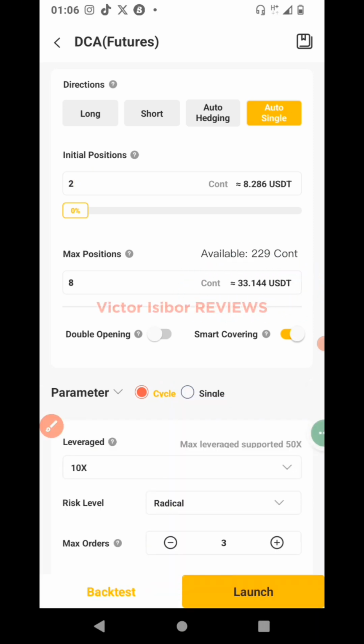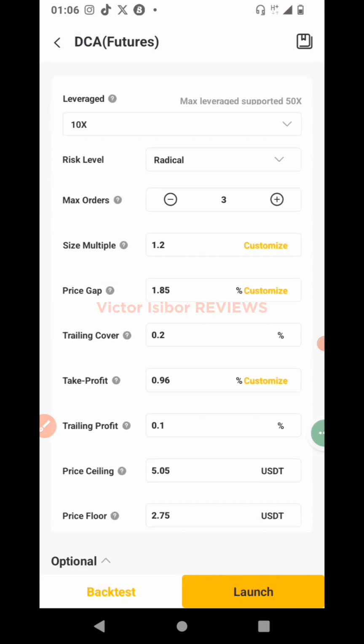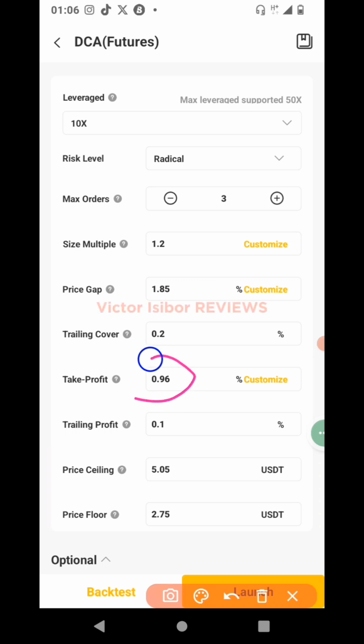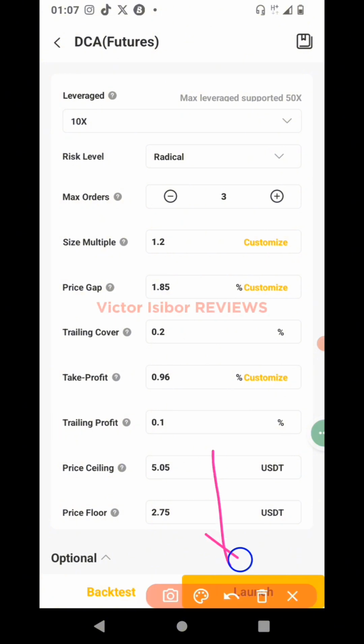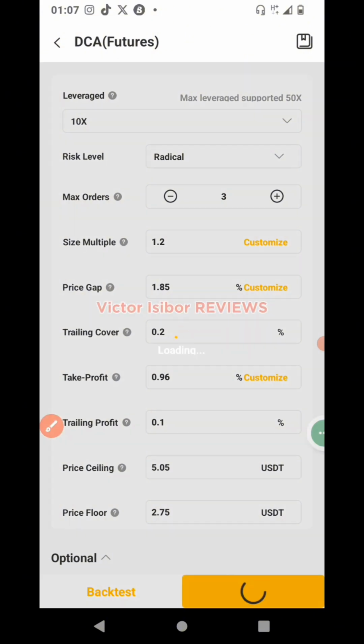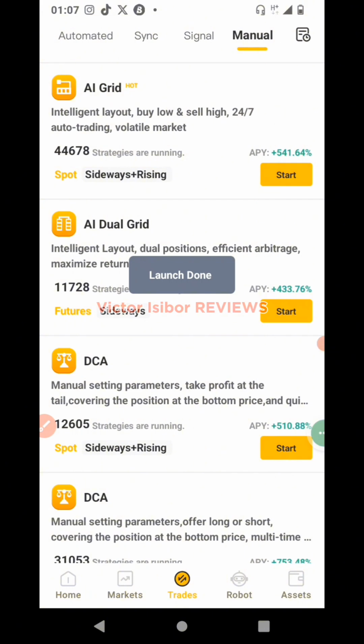So that's all for the liquidation free setup. Auto single, we're good like that. Take profit, I always like my take profit to be below 1, and this is 0.96, so it's perfect for my setup. The next thing I want to do is click on the big yellow button at the bottom, launch. It's as simple as that, guys.